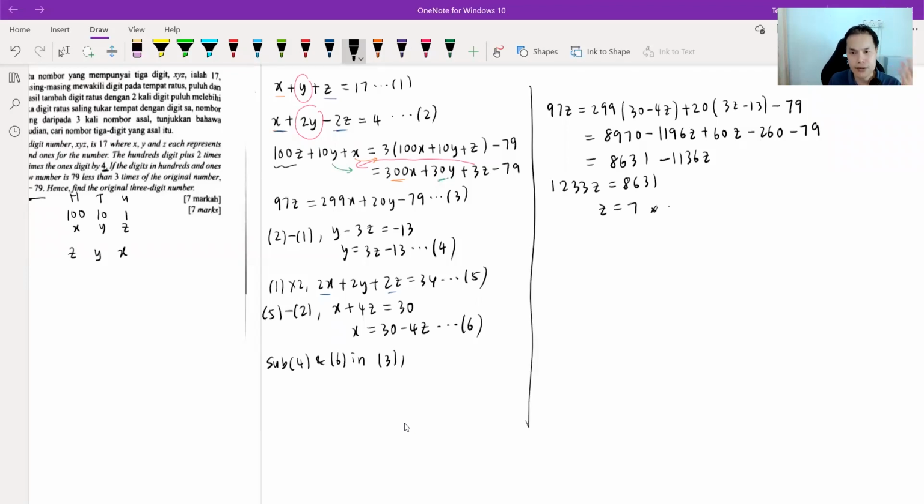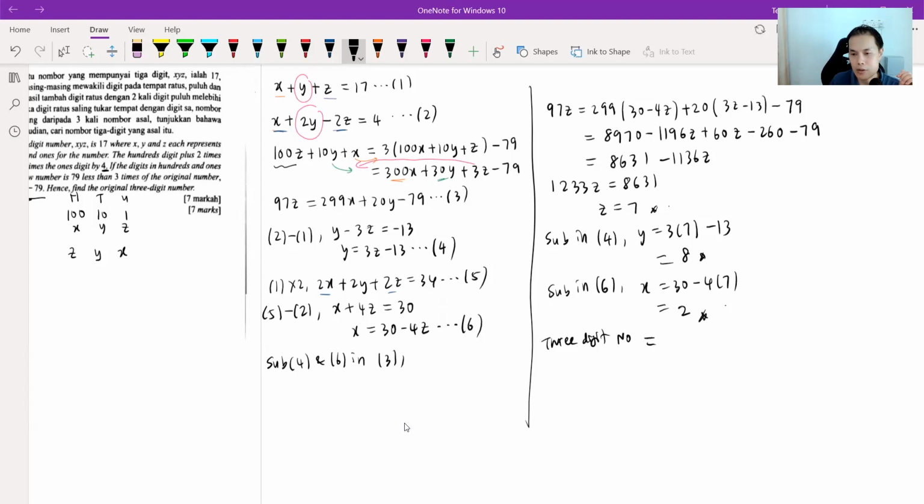Once you got the value of z, you can sub inside equation number, let's say we start with number 4, we find our y. 3 times 7, which is 21. 21 minus 13, your y is 8. Then you sub inside equation number 6. My x is 30 minus 4 times 7, 28. You get 30 minus 28, your x is 2. So what is your 3-digit number? Therefore, your 3-digit number is x, y, z, 287.